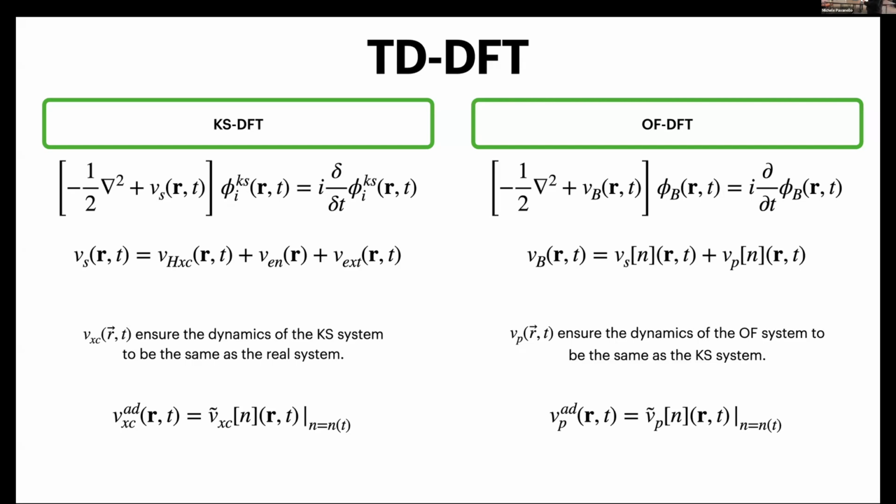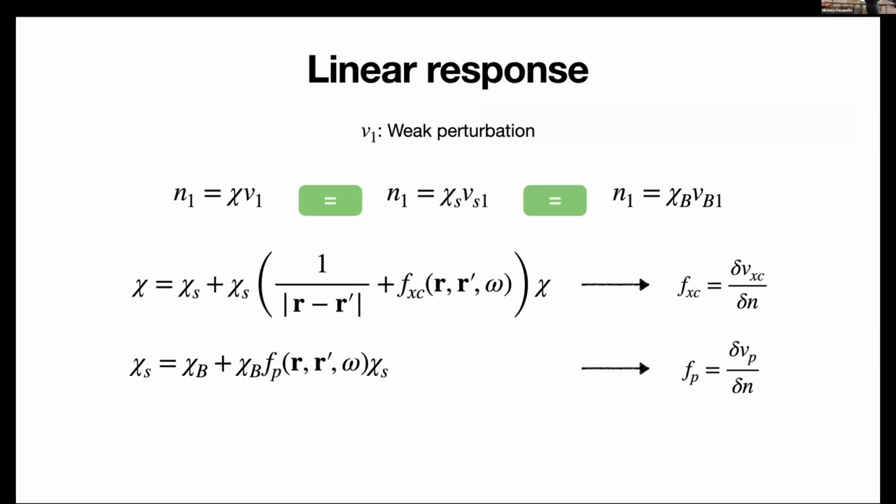Now, there is an analogous set of equations for the boson Kohn-Sham system where the effective potential VB also depends on time, the wave function depends on time, and we add the Kohn-Sham potential plus the Pauli potential. Now, this Pauli potential ensures that the dynamics of the orbital-free system is the same as the dynamics of the Kohn-Sham system. We can also do an adiabatic approximation of this Pauli potential, taking again the ground state potential and evaluating it at the density at time t. Now, in practice, solving the time-dependent Kohn-Sham equations is not fully necessary if we want to study the excitation spectrum of a system. For that, we can use the linear response theory.